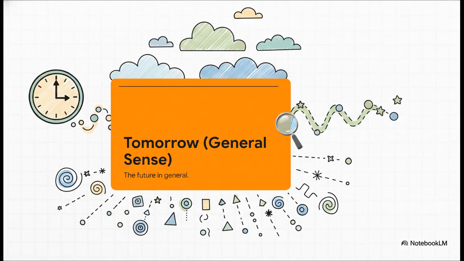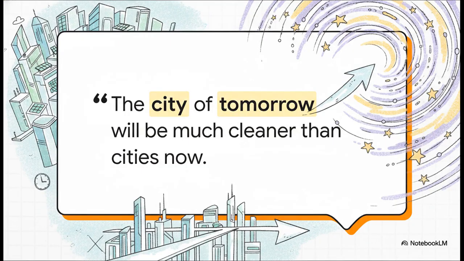Okay, but this is where things get a little deeper. Tomorrow isn't just about the next day. The source also gives it this second, way bigger meaning, the future in general. So we're shifting from something really concrete to something, well, totally abstract. And check out this example sentence. The city of tomorrow will be much cleaner than cities now. See? We're not talking about a construction project starting on, like, a Tuesday. The city of tomorrow is an idea, a vision for the future. So this one little word can hold both our plans for the next 24 hours and our biggest hopes for all the years to come.